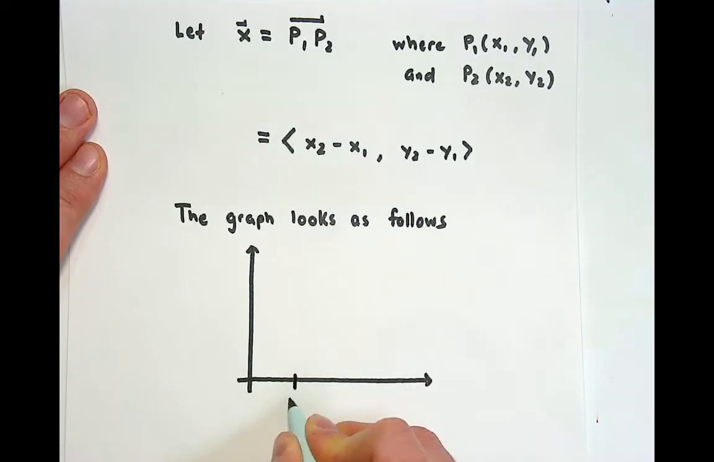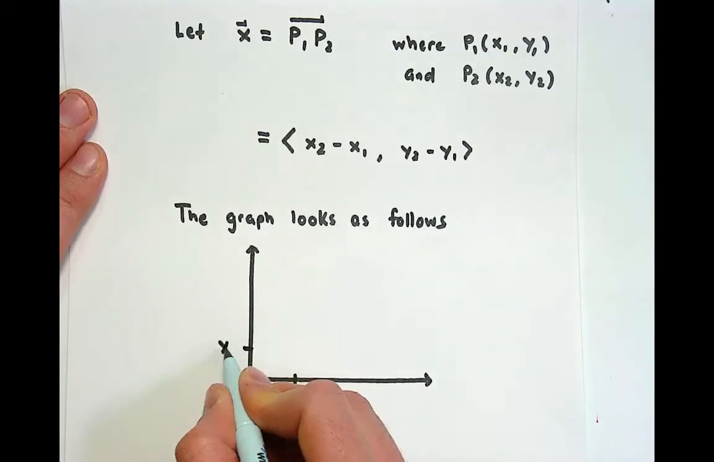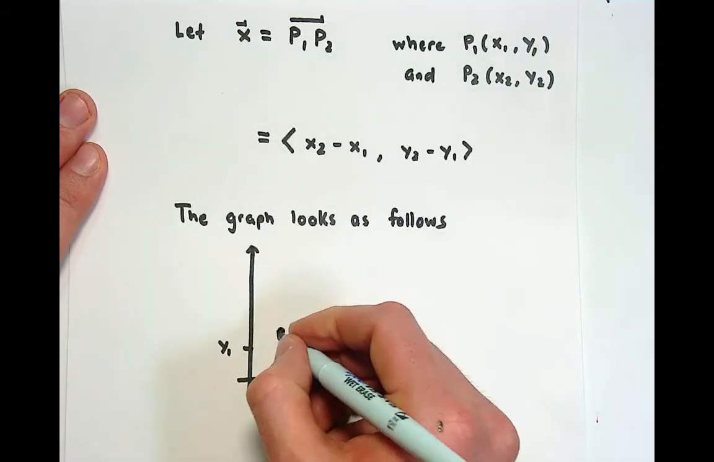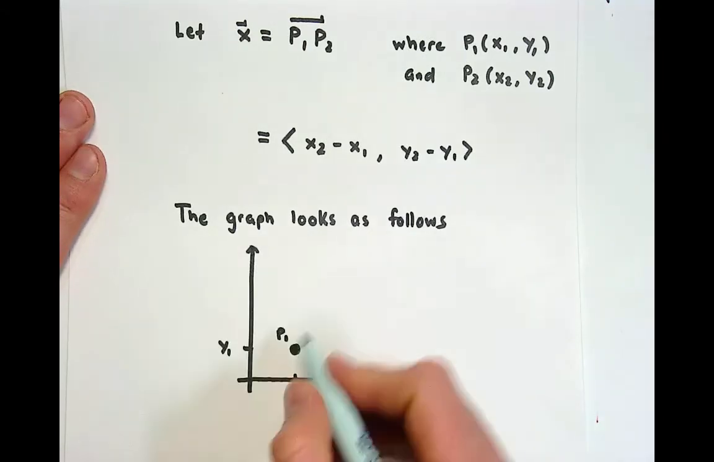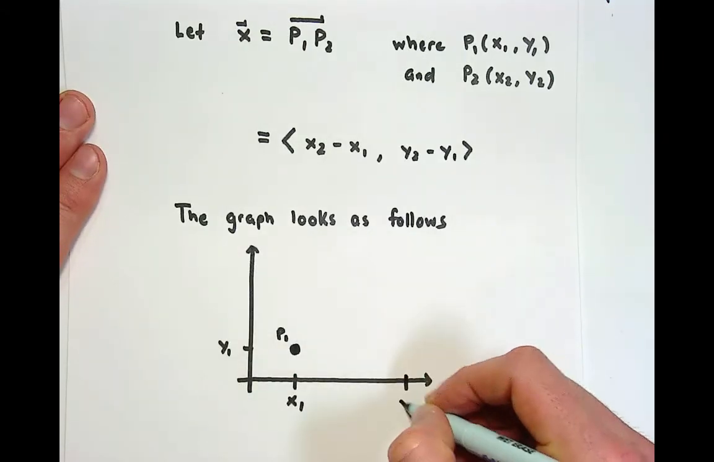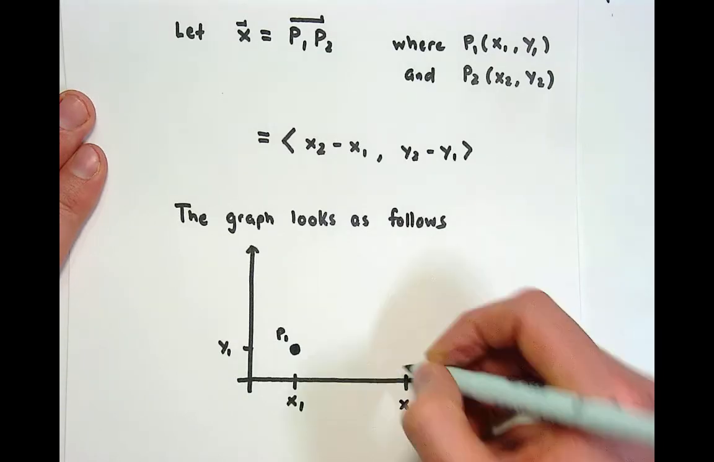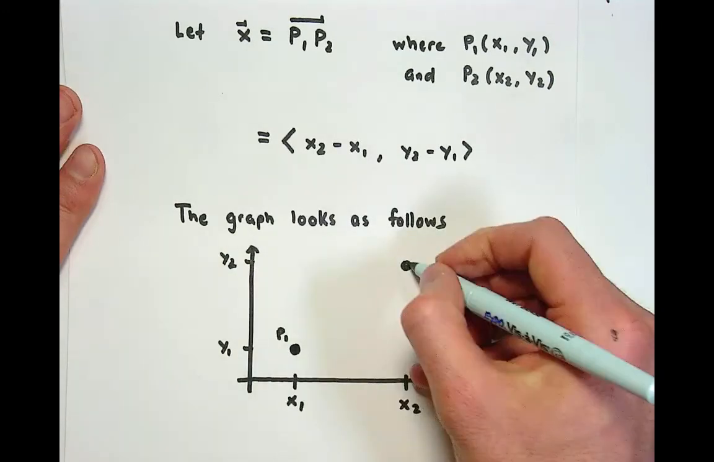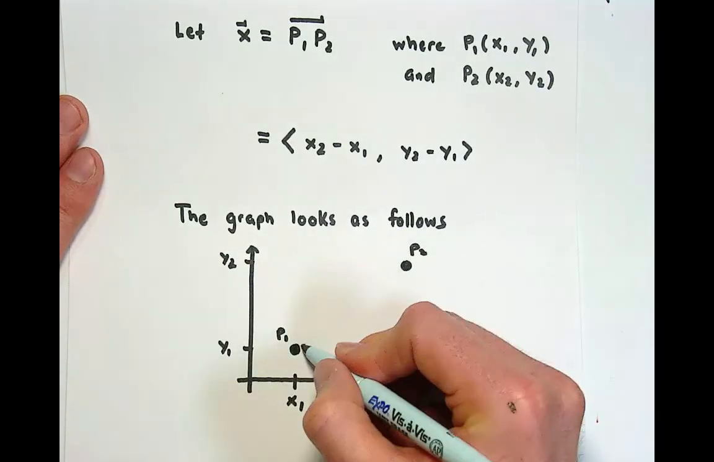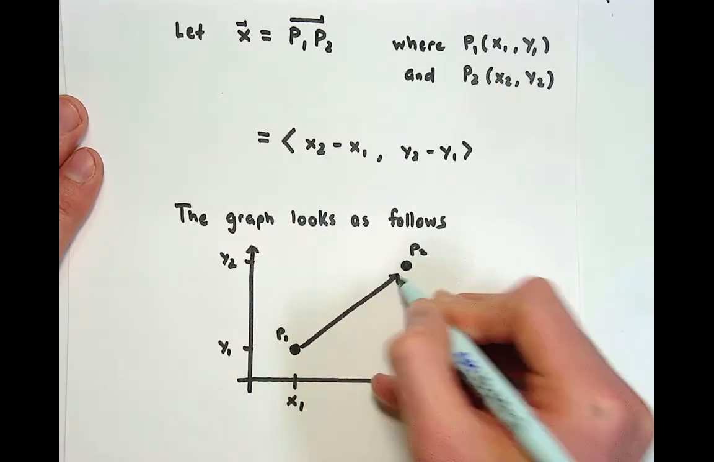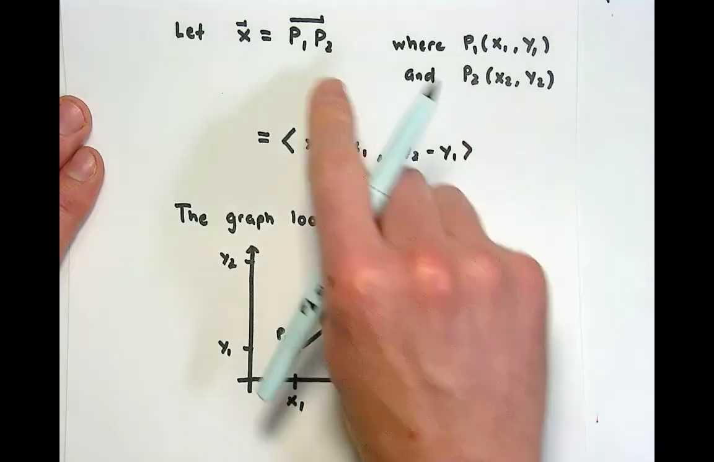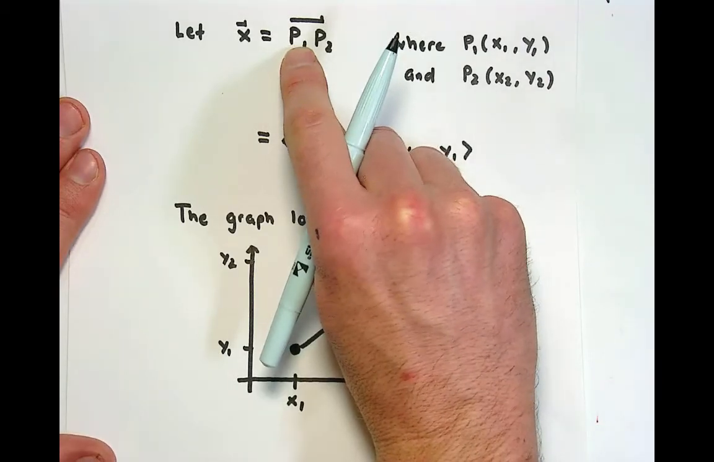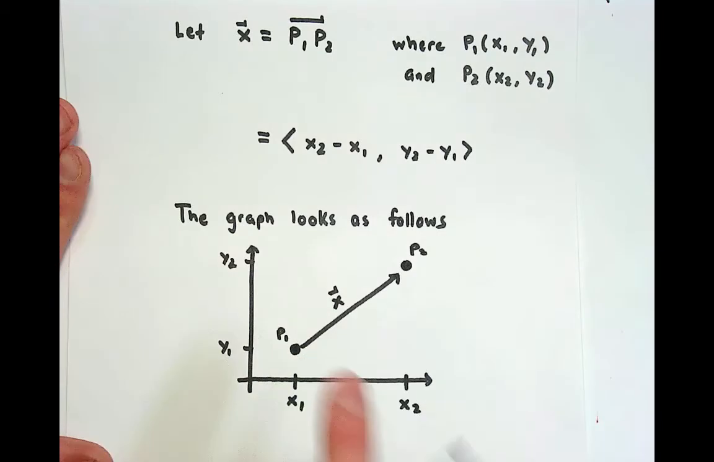Recall that when we graphed the first point P1, we said that that point was x1 units along the first coordinate, y1 along the second coordinate, and then here you would have x2 units along this, y2 units along that. And then we said this is the vector x, and because we were specifically told that the initial point of the vector was P1, we knew this wasn't necessarily the origin.